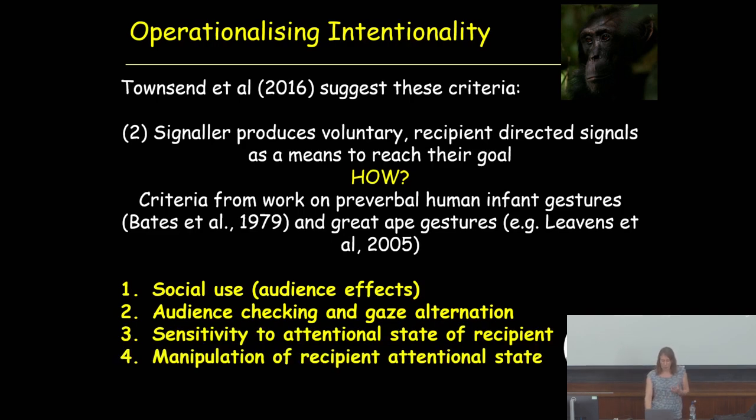So then there are two more that are related to visual attention, which is important if you're giving gestures in a visual domain. So sensitivity to the intentional state of recipients. Don't do this behind someone's back. And then manipulating recipient attentional states. So maybe giving a tactile gesture before then giving a visual gesture. But those obviously don't apply to the auditory modality because you don't need the visual attention of an individual in order for them to receive an auditory signal from you.